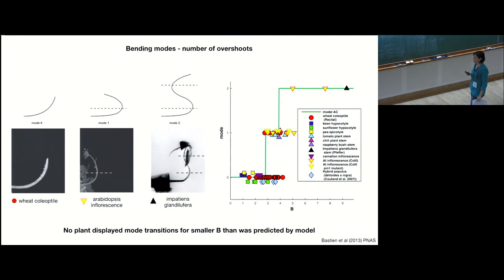So what you can see is, first of all, there is no plant that displays mode transitions for smaller B than was predicted. Here it's empty. There are no experimental observations here or here, right? What you do see is on the other side, here and here, which is not obvious what's going on here, right?